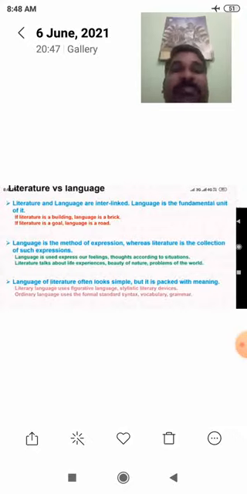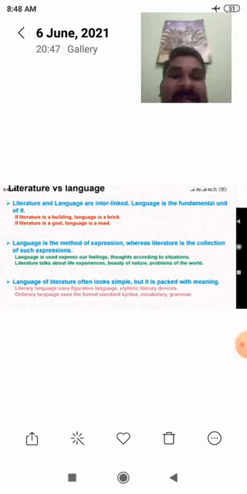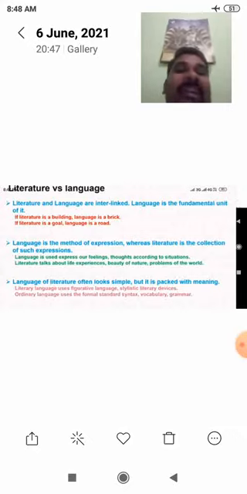It has tremendous meanings. So literary language uses figurative language and stylistic literary devices, whereas ordinary language uses formal standard syntax, vocabulary, and grammar. If you take literary language, it has figurative language. It has some stylistic literary devices.